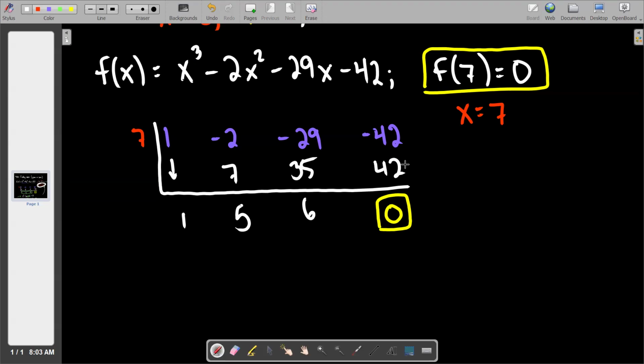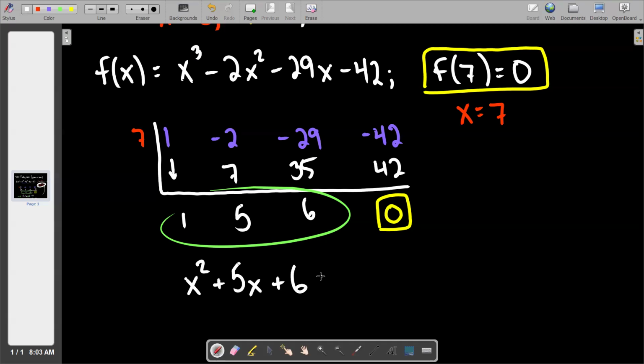Which necessarily now means that these 3 numbers in this green thing are the coefficients now of a second degree. We chipped a third degree down 1 degree to a second degree. So those 3 white numbers now represent 1x squared plus 5x plus 6. And we know now that we want that to equal 0.